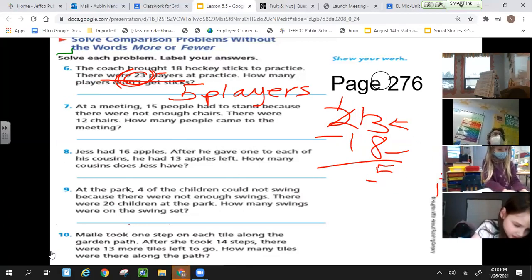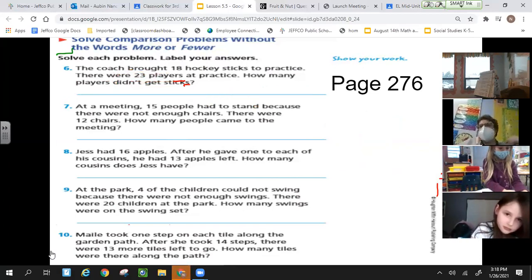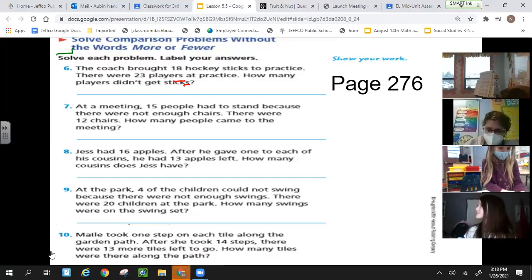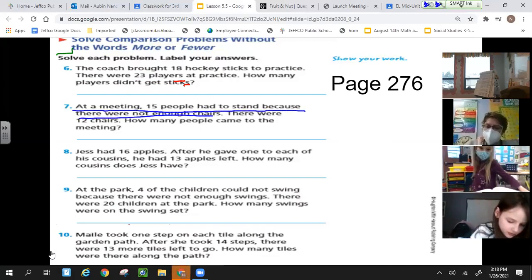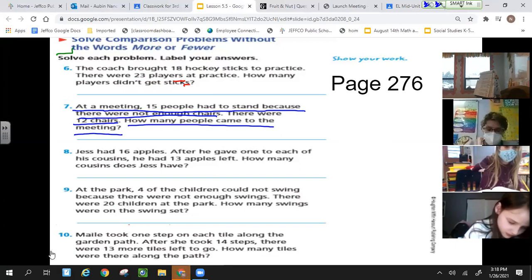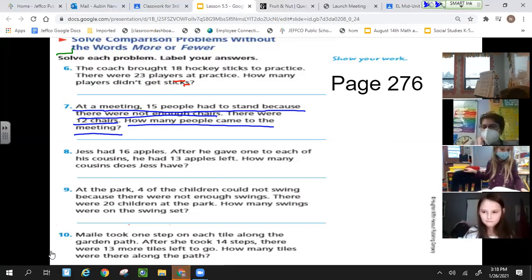All right, we're gonna do one more here, Mrs. Harrison, bear with me. Let's see, can they fool us without using the words more or fewer? No way. We can visualize it, we can act it out, we can draw. We got this. All right, at a meeting, 15 people had to stand because there were not enough chairs. There were 12 chairs. How many people came to the meeting?